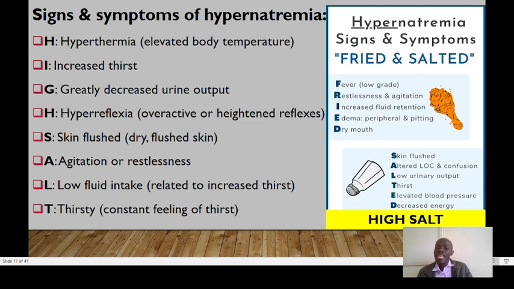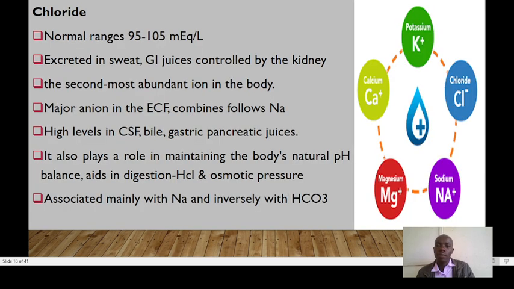And then you have skin flushed. It could be dry, flushed skin, or a patient presenting with agitation. They are restless, so there is low fluid intake, and this is normally related to increased thirst. And then thirsty, a constant feeling of being thirsty. That was some of the signs and symptoms associated with hypernatremia.